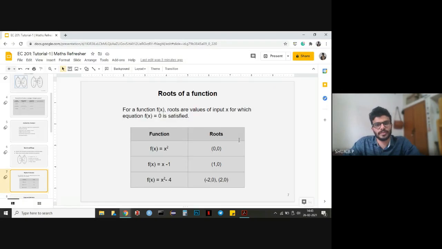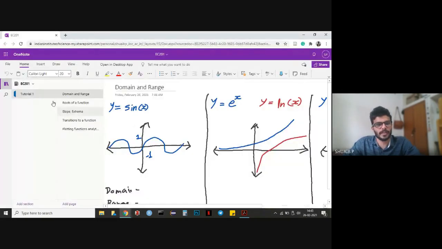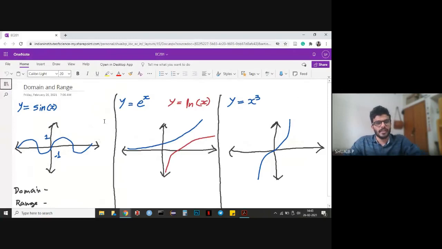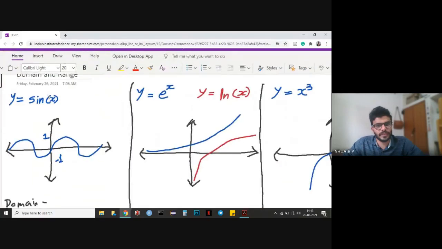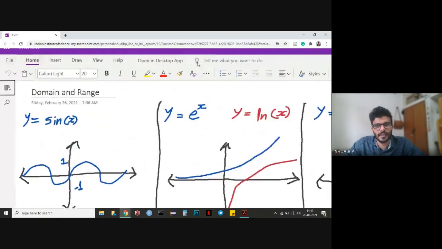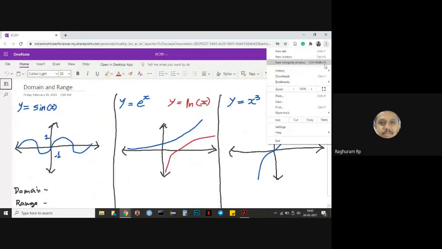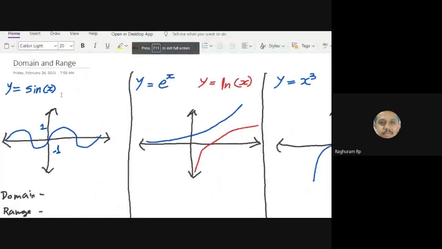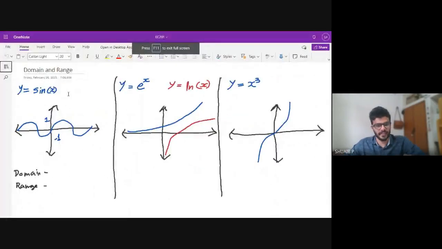So now we can think of... You can see the screen now. Yes, we can see. So here we have three different functions.